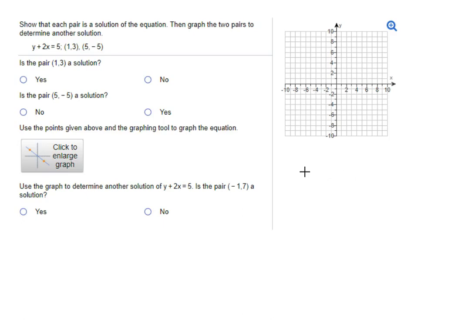Hello, today we're going to take a look at the Chapter 2 practice exam. These problems will go through the entire chapter, so hopefully this will help you as you work through the chapter homework and help you prepare for the exam which is coming up.